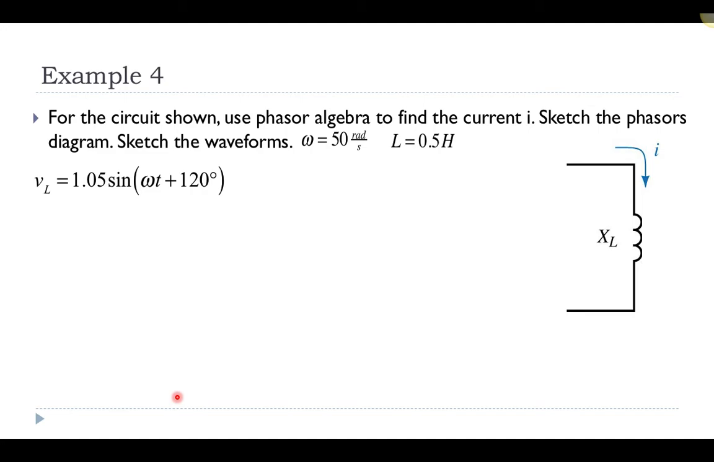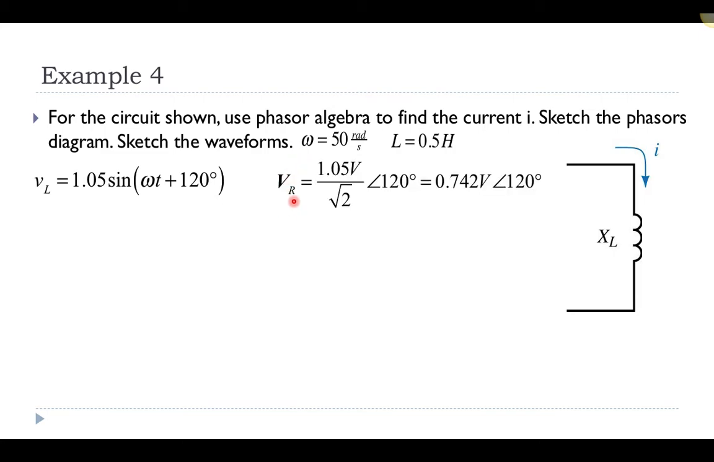Suppose we went through the same type of question for an inductor. In this particular case, I want to use phasor algebra to find the current that's flowing through this inductor. I'm going to sketch the phasor diagram and the waveforms. What's given to me is that this inductor has an inductance of 0.5 Henry, and that the source is oscillating in such a way that the inductor has a voltage that's oscillating at 50 radians per second. This is important for us because we're going to have to find the reactance.